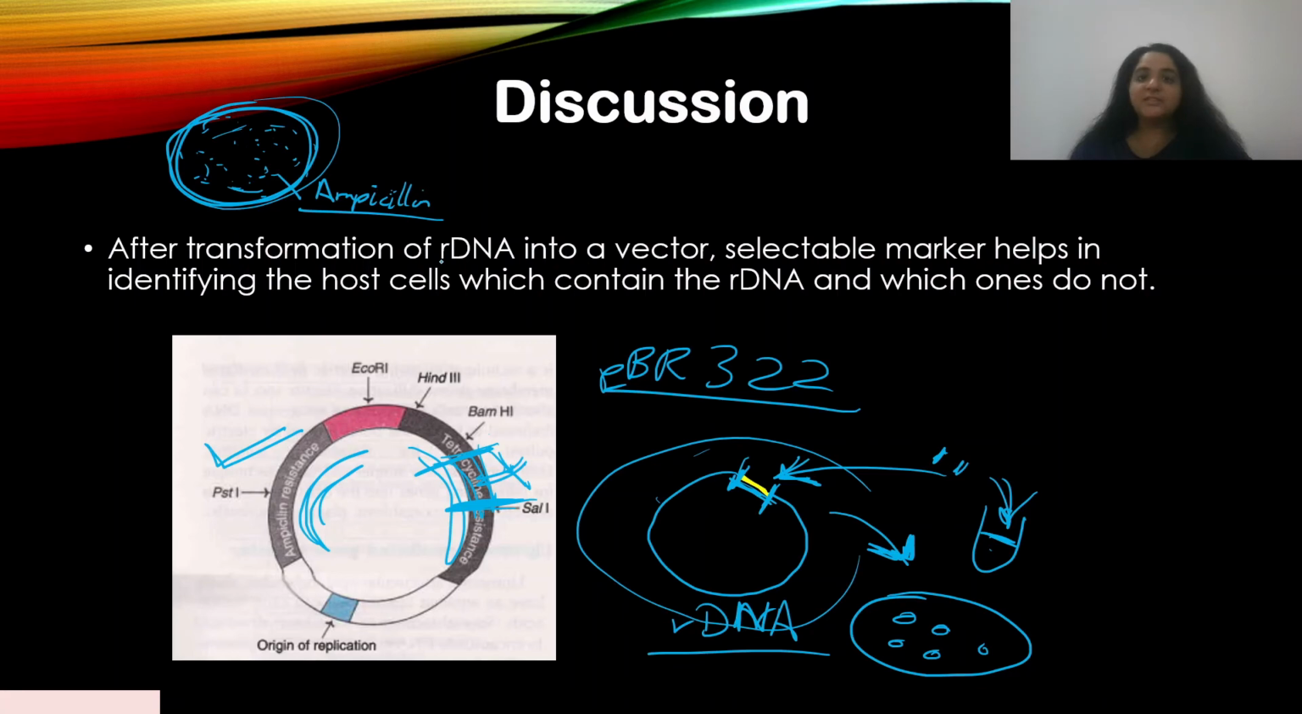But we want the ones that are inactive, tetracycline resistant gene. These are the ones that contain that. We don't want all the ones that have the ampicillin resistant gene. So we make a replica.